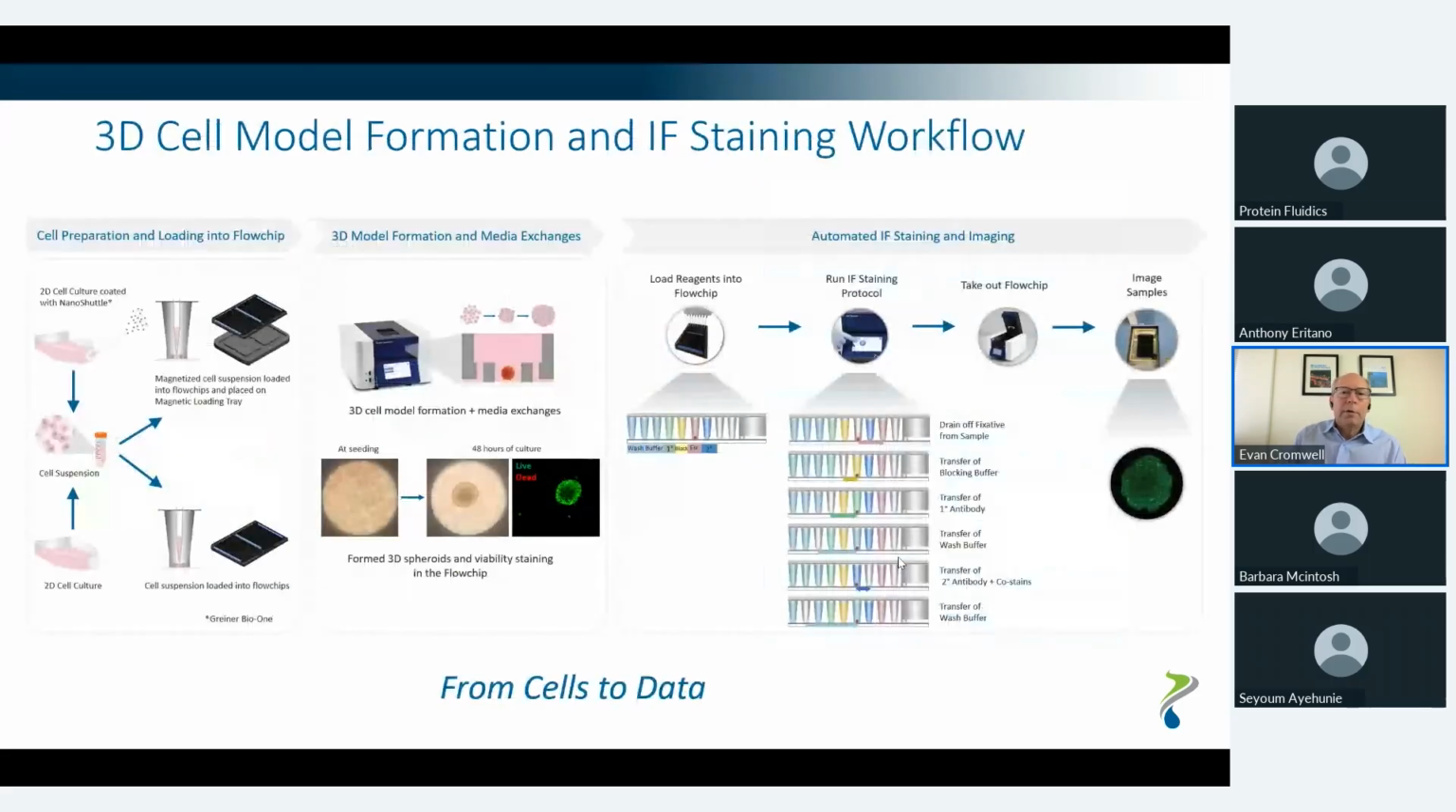So that all gives you this complete workflow from cells to data, where you can either form your organoid in the Pu.Ma flow chips or load them in. You can then do incubations of compounds, media exchanges, and supernatant collection. And at the end, you can do automated immunofluorescence staining and imaging, and complete phenotypic analysis of the response of your tumor models to samples and perturbations.